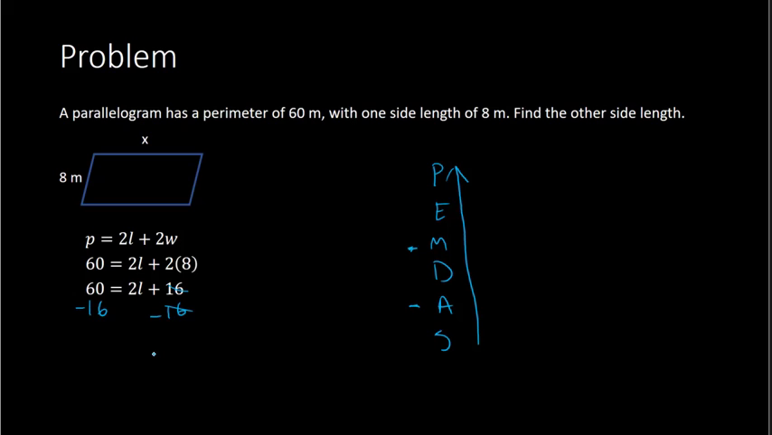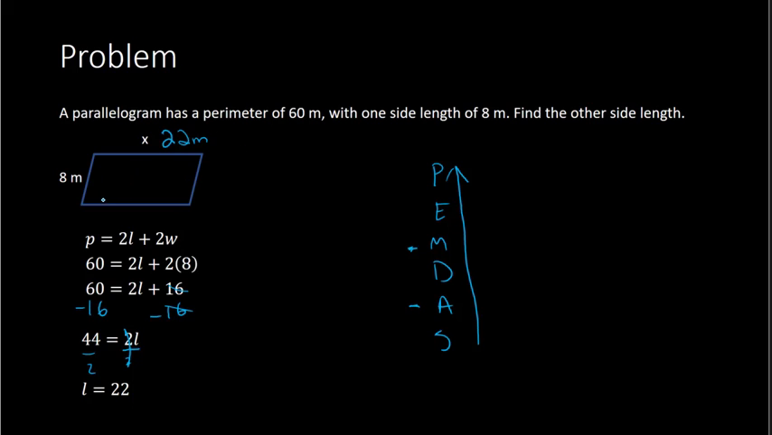That will cancel. I now have 2L on the right, and then I have 44 on the left. So 2 times the length is 44. So if I divide both sides by 2, I now have 1 length equals 44 over 2, which is 22. So the length is 22. So this number right here is 22 meters.